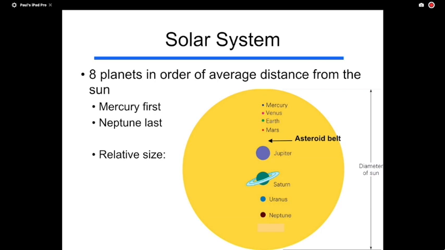All right. Now, the solar system in order of average distance, you need to know the order of the planets, starting with Mercury being the closest to the Sun, Venus, then Earth, then Mars. Then there's an asteroid belt we'll talk about near the end of the chapter. Then Jupiter, Saturn, Uranus, and Neptune. So you need to know the order of the planets from the Sun.